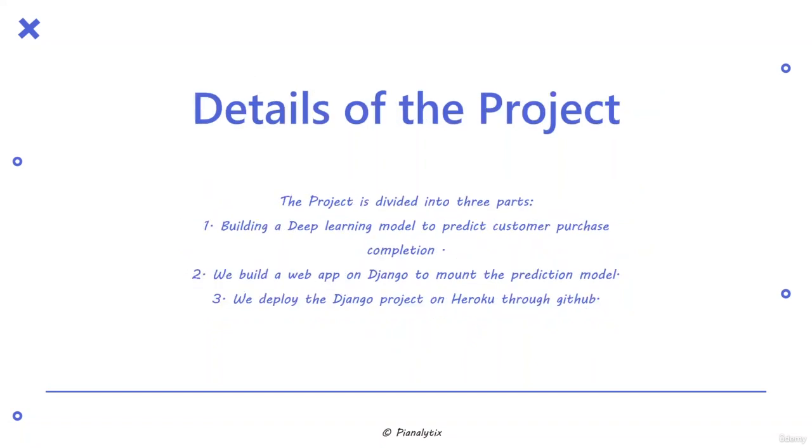Moving forward, this is the detail of the project. Now the project is divided into three parts. The first is building a deep learning model to predict customer purchase completion. The second is building a web application based on the Django framework. And the last is deploying the Django web application on Heroku.